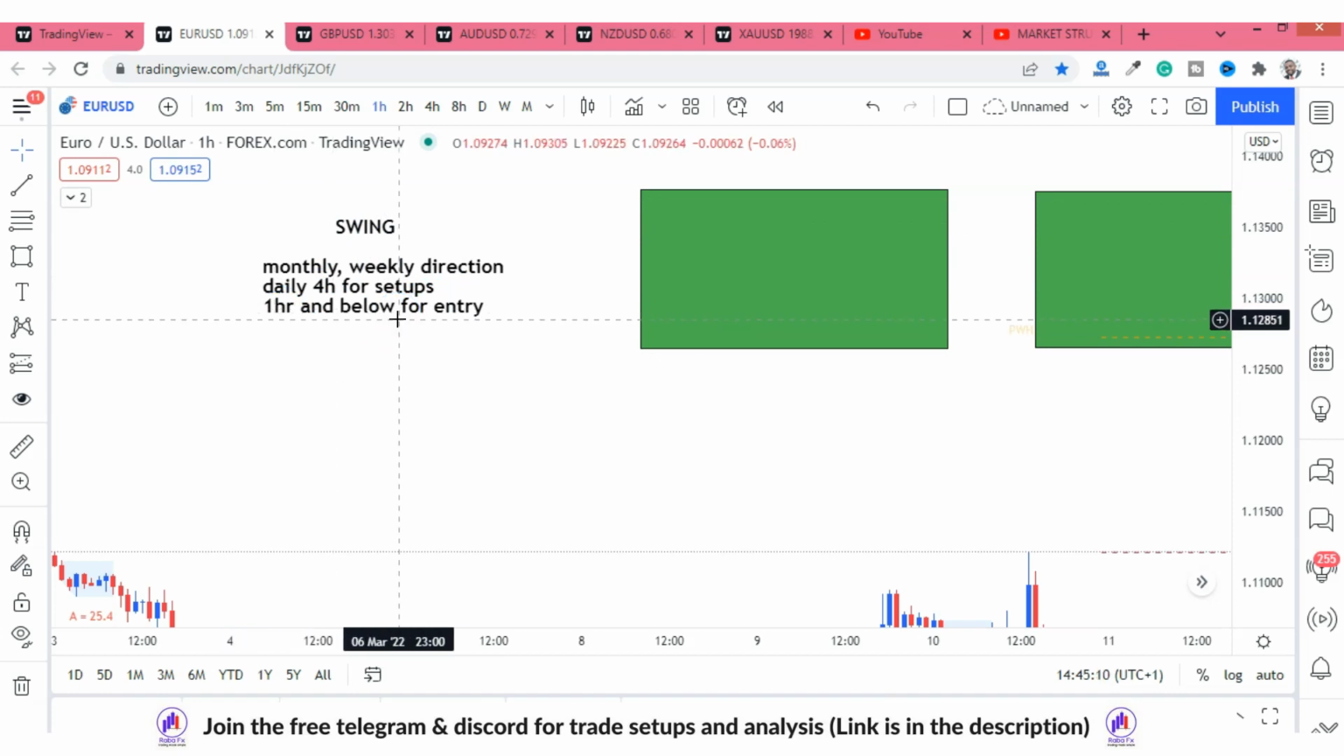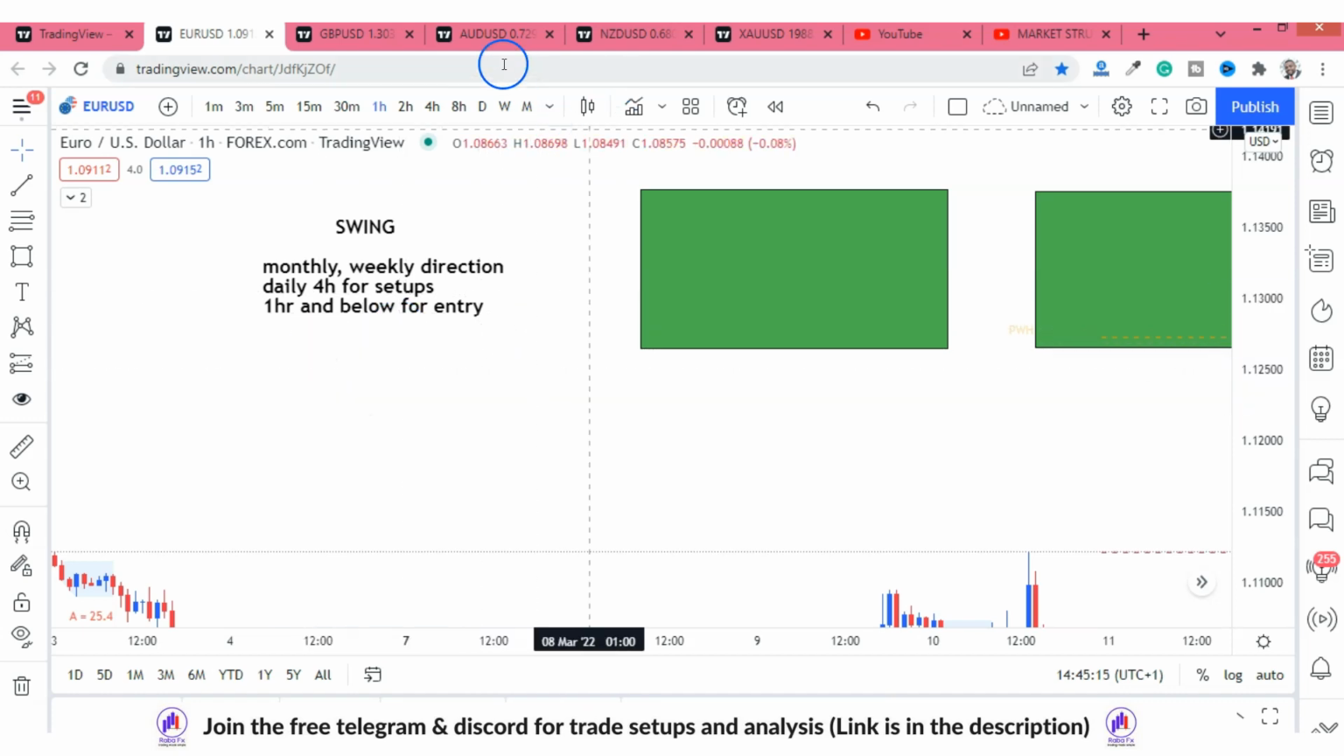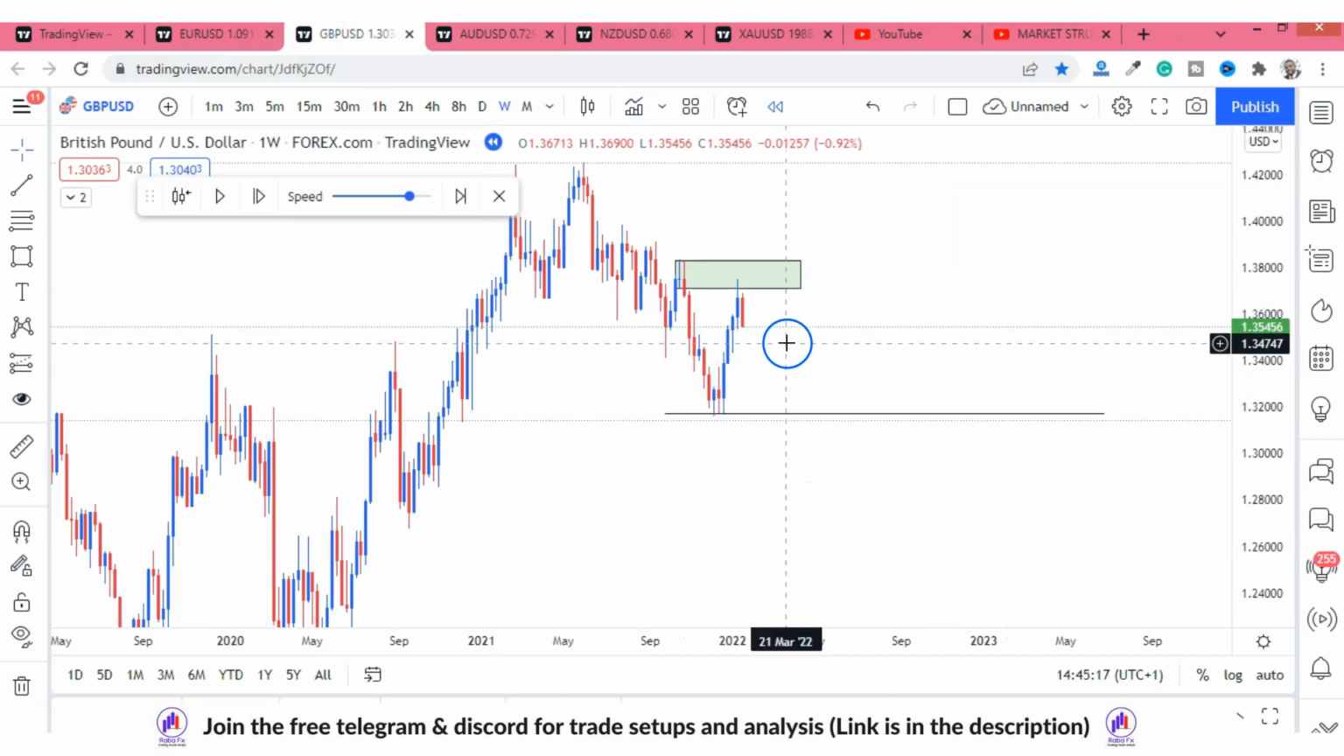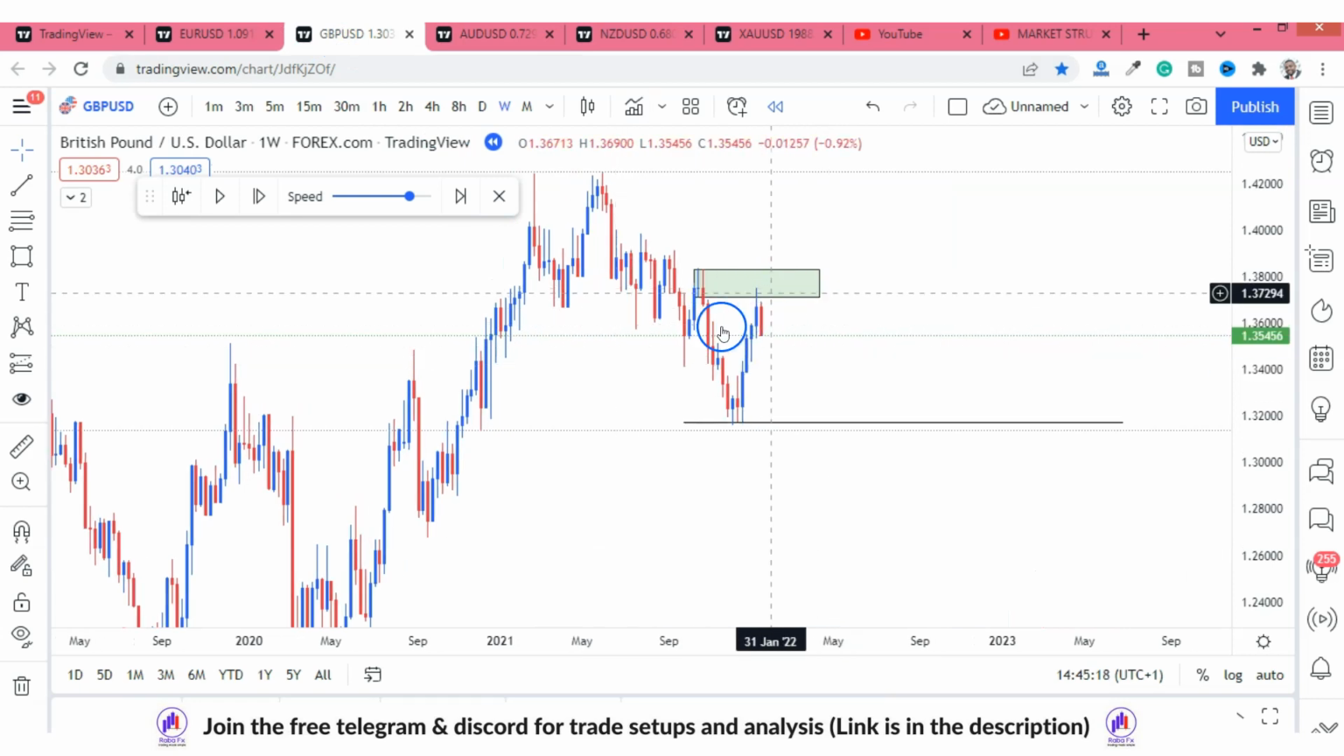And you can go lower, you really need good risk to reward, okay? So now let's go back to our pound USD. Now this is the weekly. So we are expecting price to trade to this point. We are expecting price to trade to this point, okay?